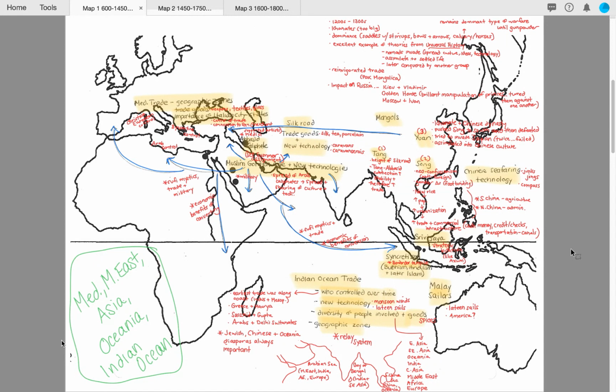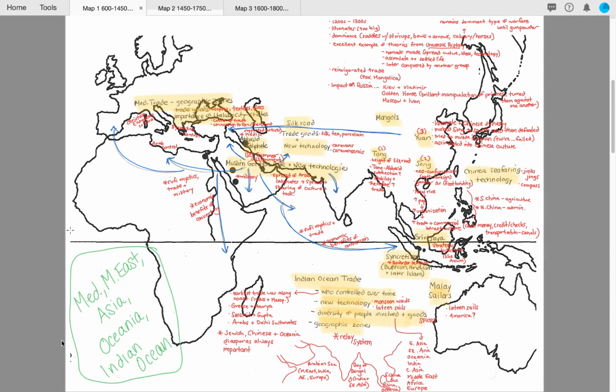Notice also that I've drawn the trade routes. So the physical trade routes are on this map, and they have all been added in blue. And then finally, down to the side here, one of the things I've added to these maps that I don't believe is on the copies I gave to you are the areas of the world that are being included on these maps.